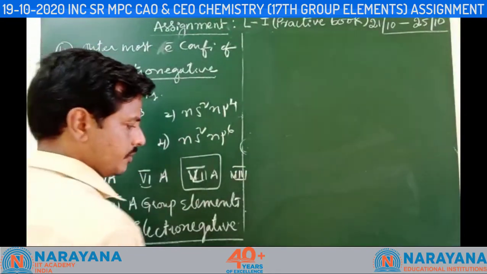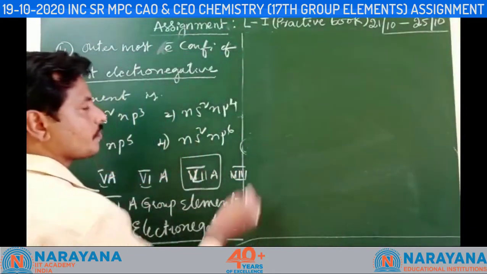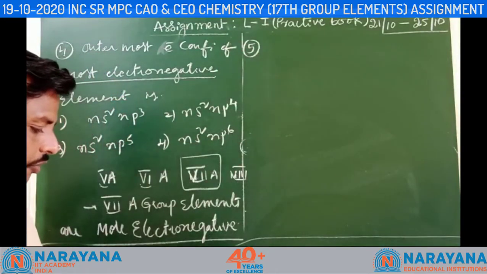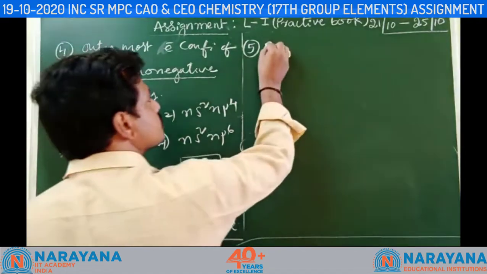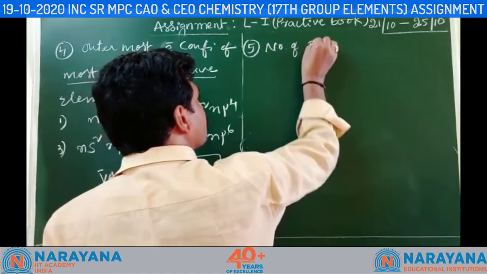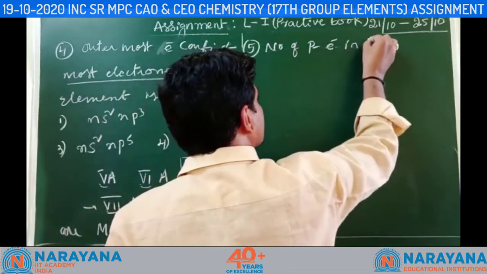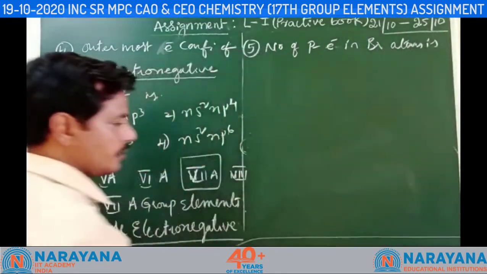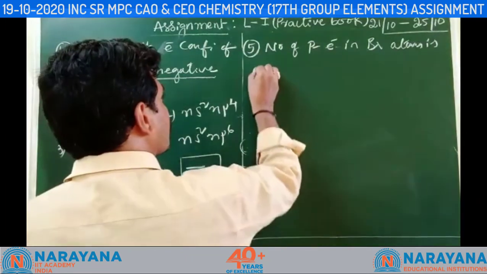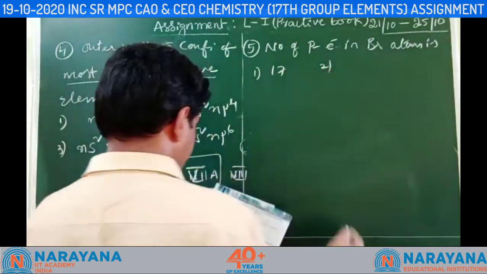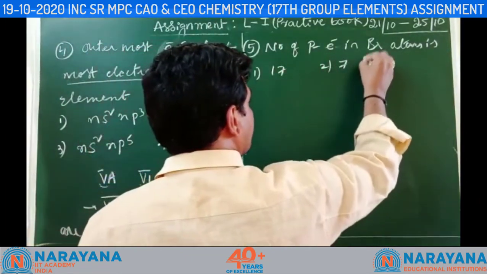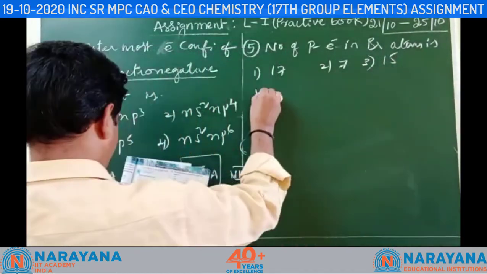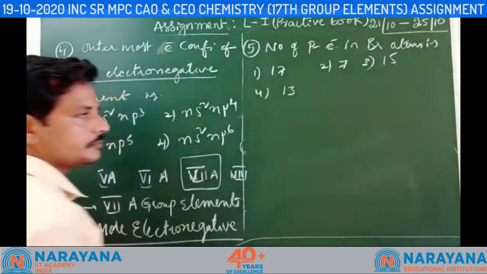Now fifth bit. The number of p electrons in bromine atom is. This is the question. And options: one is 17, second option is 7, third option is 15, fourth option is 30.